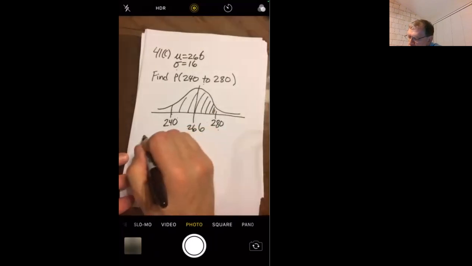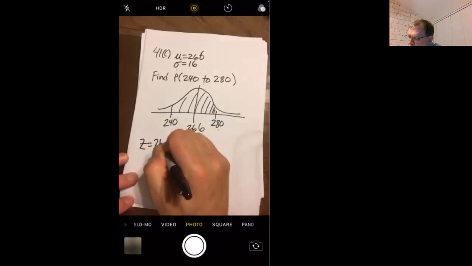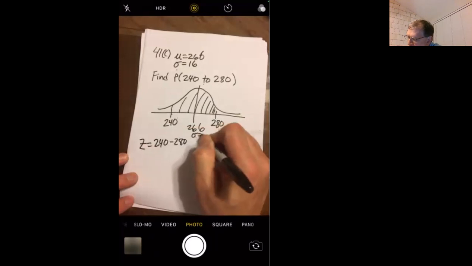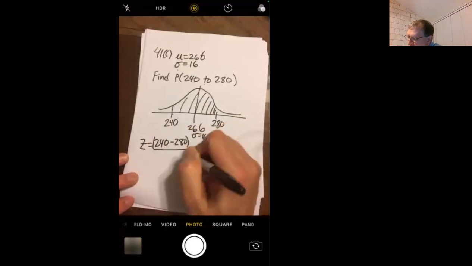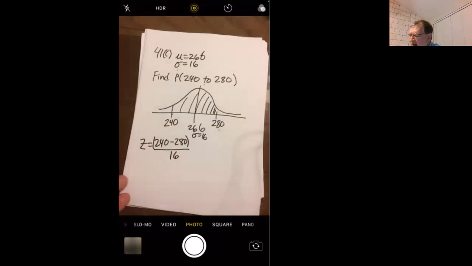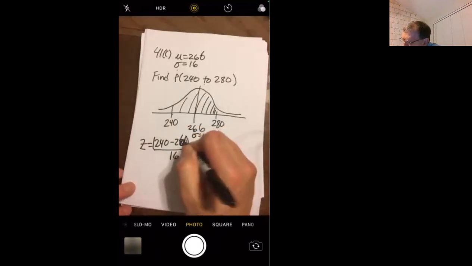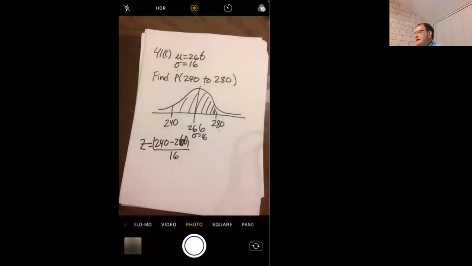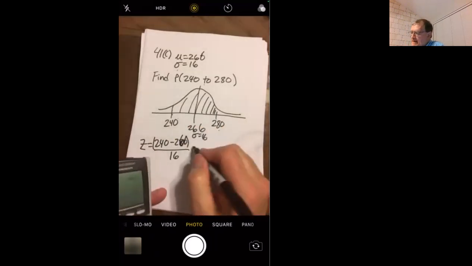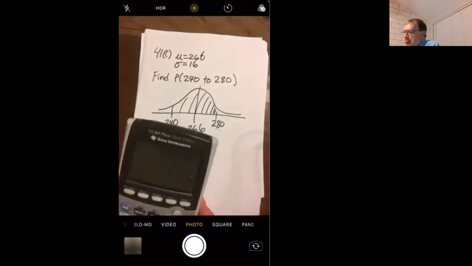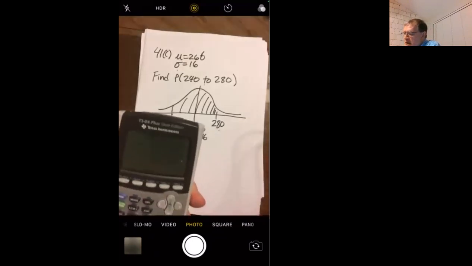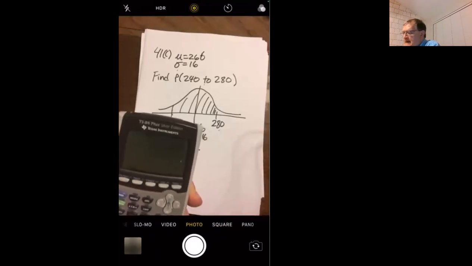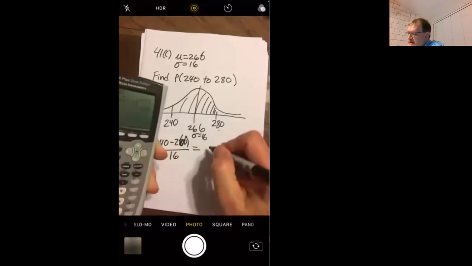So the z-score here, 240 minus 266 in the center, divided by 16. Standard deviation, remember, was 16. I am butchering this. My apologies. 240 minus 266 in the center, divide by 16. Negative 1.625.